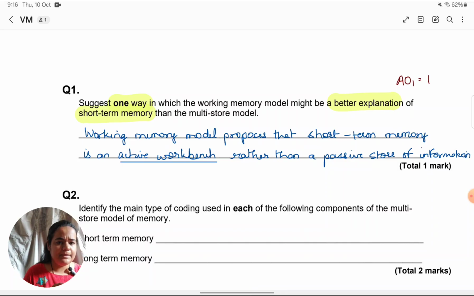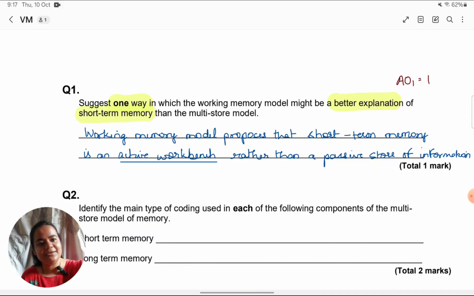I have written a complete sentence, but you can see my focus is only on how it is an active workbench. I haven't tried to elaborate on what an active workbench is, or I haven't tried to propose how short-term memory processes information because it's just worth 1 mark. They do not require me to write more than this, and writing more than this would also be a waste of time. I wouldn't have enough time for the other questions.